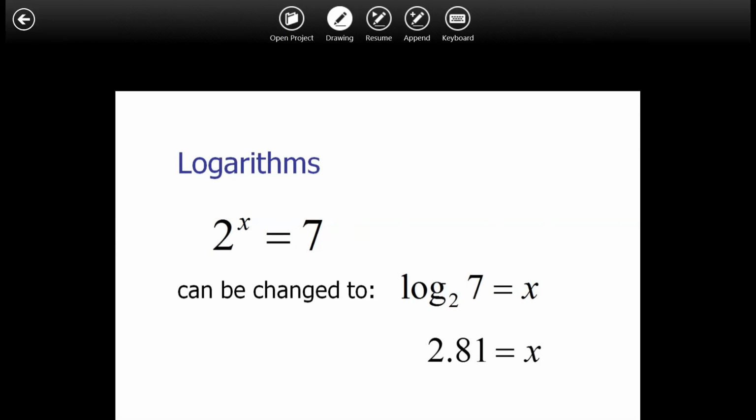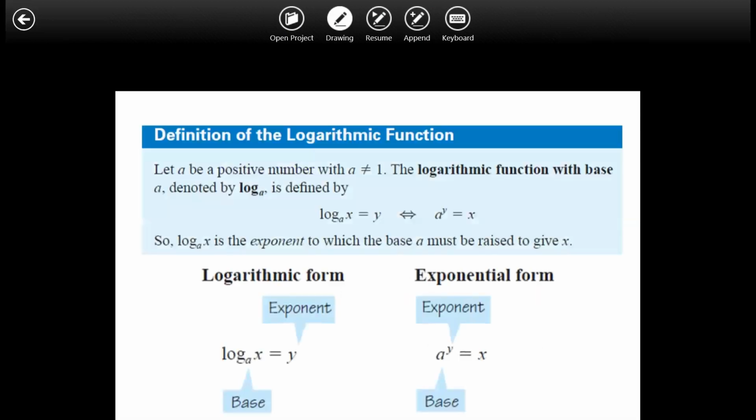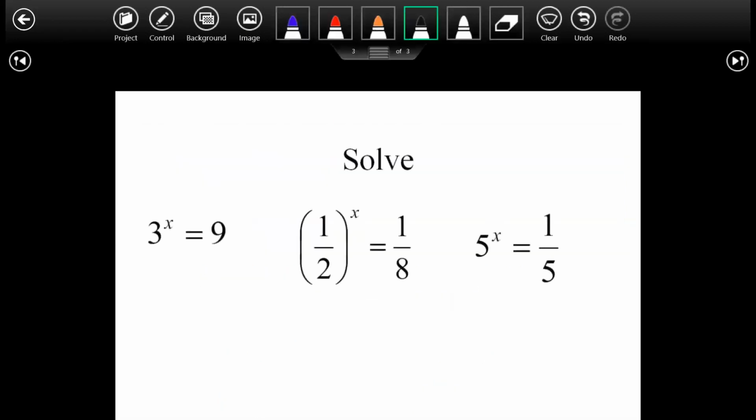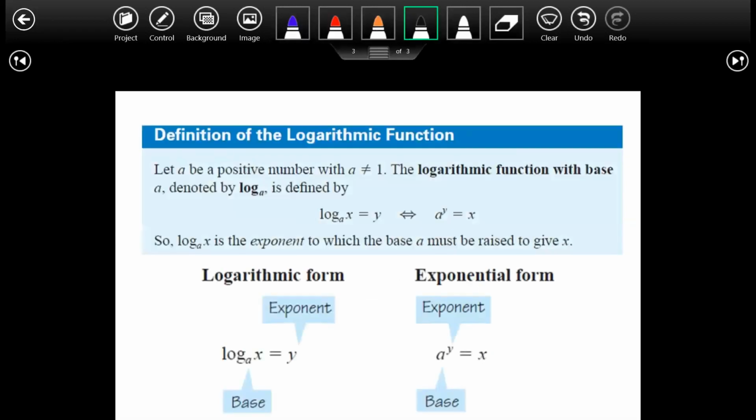Now, the basis behind what we're doing here is the following. Go ahead and copy down this. The definition of a logarithm function. Let a be a positive number such that a is not equal to 1. If a is equal to 1 in this case, our base of 1 is not going to change anything. It's like 1 to the x power. Everything raised to any power is going to be 1. It's not going to really help us solve anything.